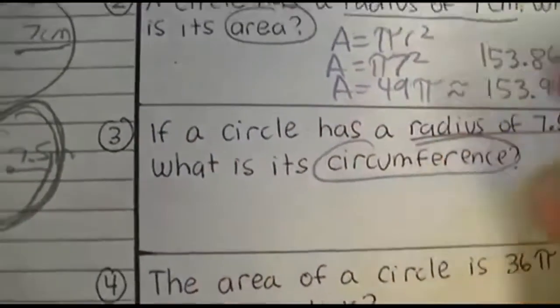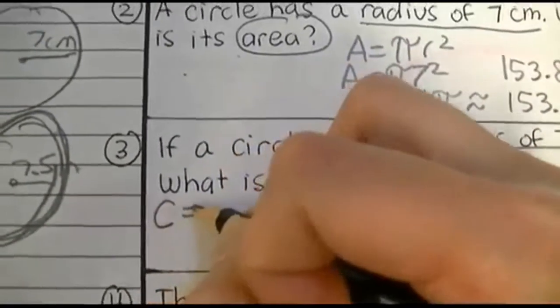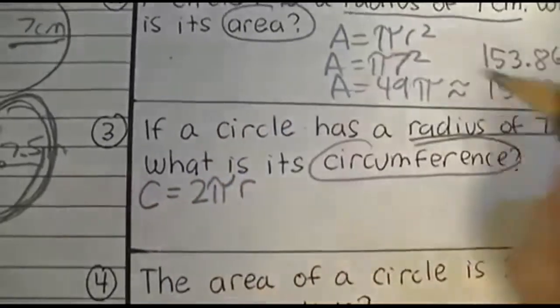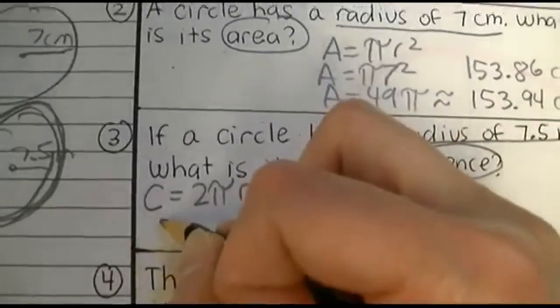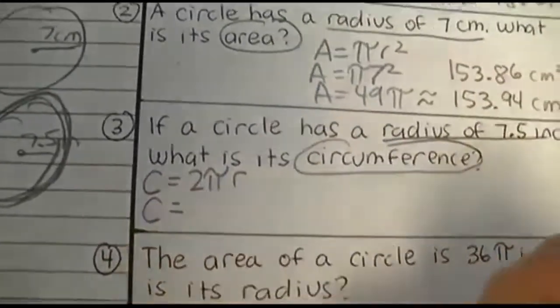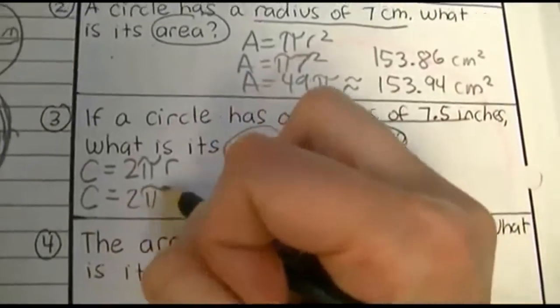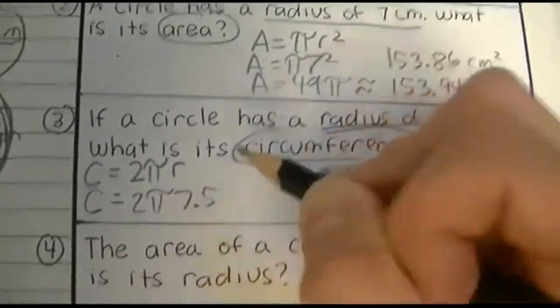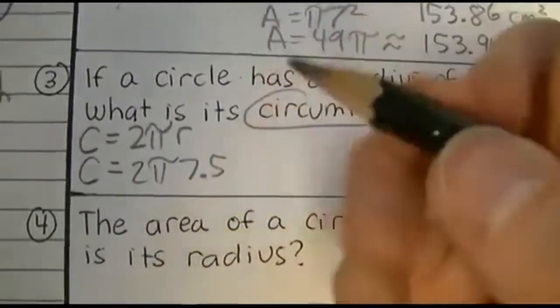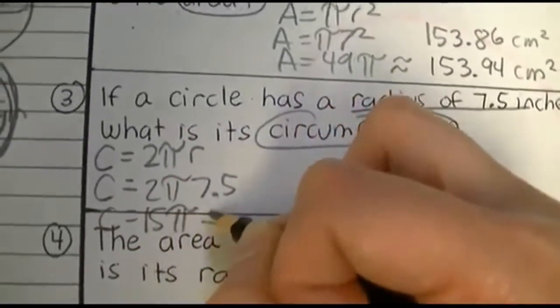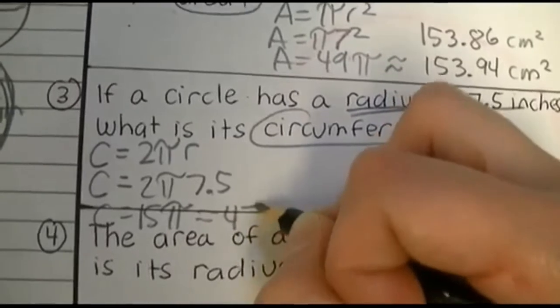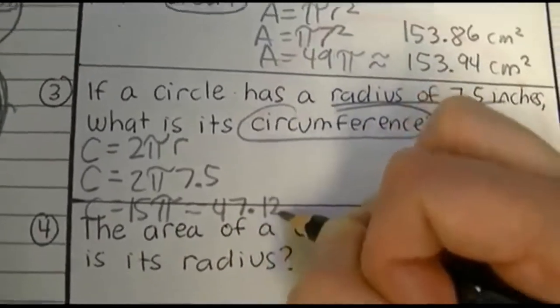And one of the ways was, for those people that are really good at just memorizing formulas, circumference is 2 times pi times radius. And you would just take your information and just substitute it in. We don't know the circumference, so keep it a variable. 2 times pi, and the radius is 7.5. So 2 times 7.5 is 15. So the circumference is equal to 15 times pi, which is approximately 47.12 inches.